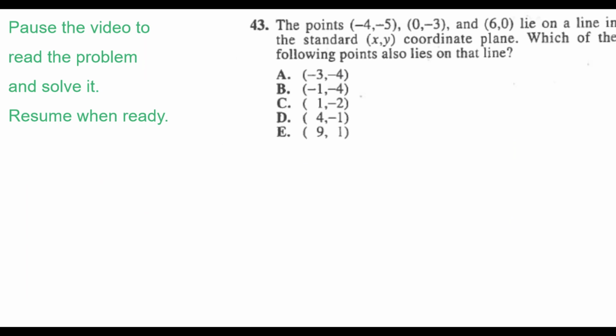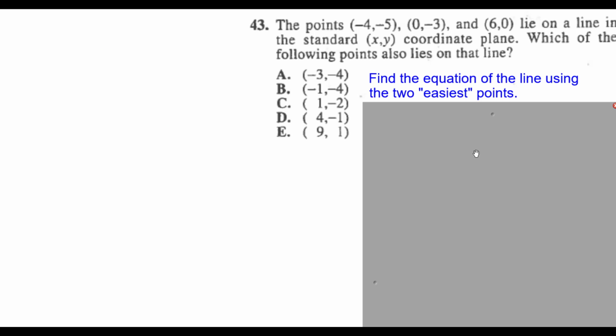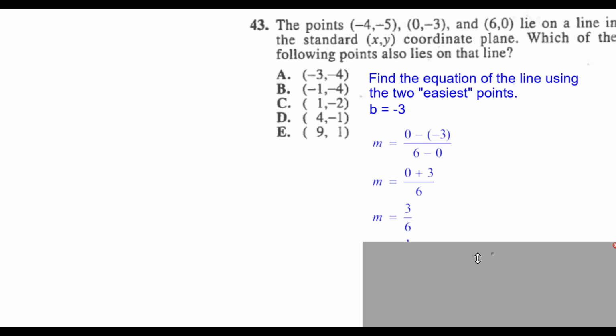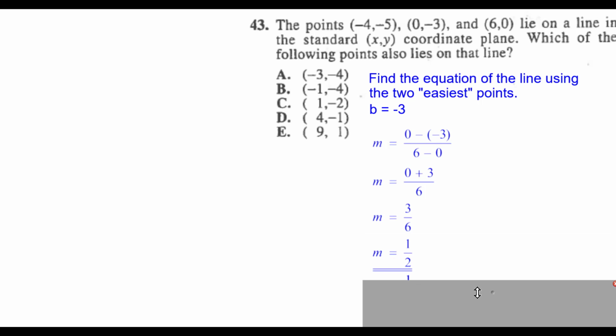Number 43, pause is needed. So what I would suggest is we're going to find the equation of this line, and I would like to use the two easiest points, and I think it would be the intercepts that are listed there. We also know that the y-intercept is -3 from this one right here. So go ahead and find the slope, and the slope turns out to be +1/2 using these. I think these are the easiest ones to use.